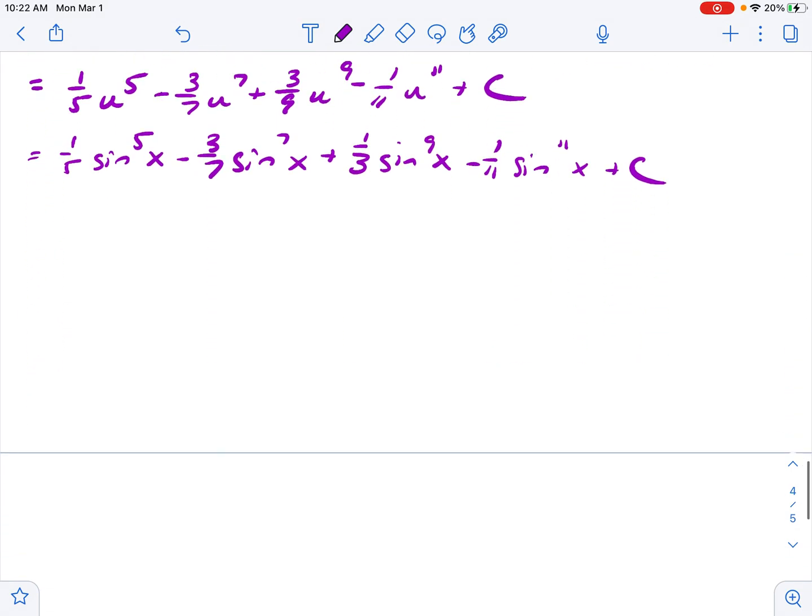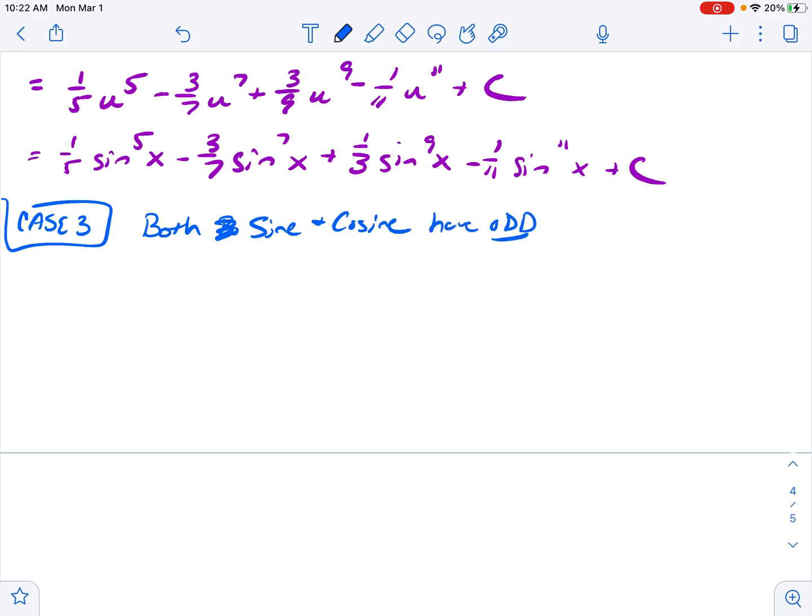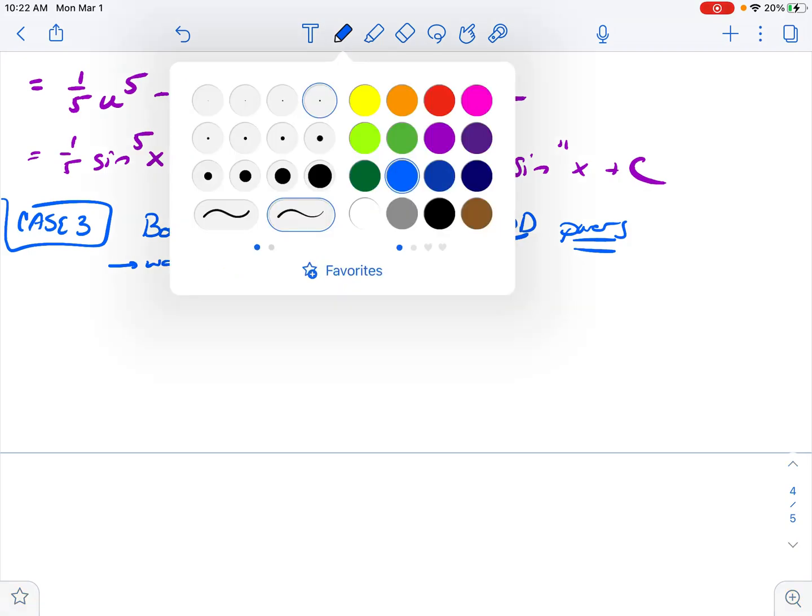Okay. Case 3 is when both sine and cosine have odd powers. And in this case, the technique works either way. What I mean is by isolating one of the trig functions squared so as to use your Pythagorean identity.